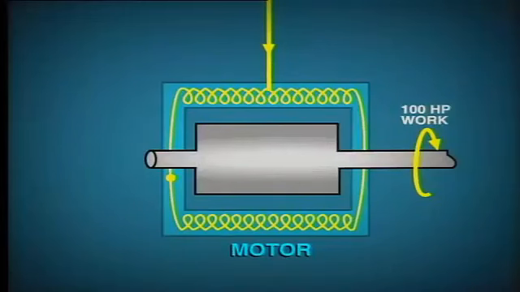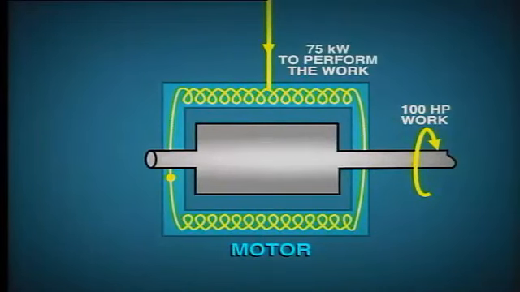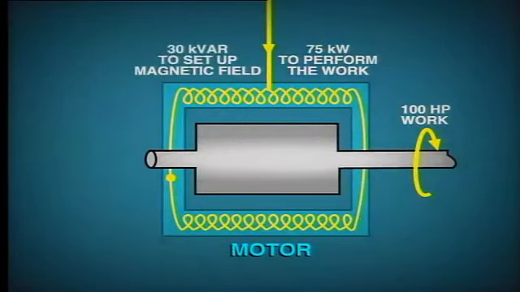Well, it is a fact of life that all electromechanical devices, such as transformers, motors, electromagnets, and so forth, require megavars in order to set up and maintain their magnetic field. For example, let's look at an electric motor. The shaft on the motor rotates to drive a machine and produce useful work, let's say 100 horsepower. The motor will need to draw about 75 kilowatts in order to produce this power output. But in addition to this, the motor will need to draw about 30 kilovars in order to set up the magnetic field which is needed for the motor to function.